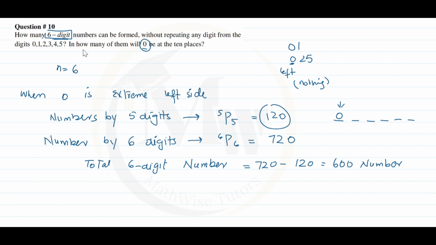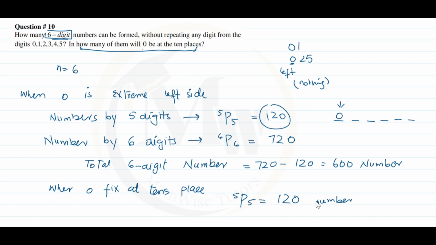Now the point is, they asked in how many of them will be 0 at the 10th place. So this is a separate question. We need to give the answer. If we fix the 0 at the 10th place, then obviously we have the remaining 5 to arrange. So when 0 is fixed at the 10th place, it would be 5P5, which is of course 120. So these are the numbers which are formed by fixing the 0 at the 10th place.